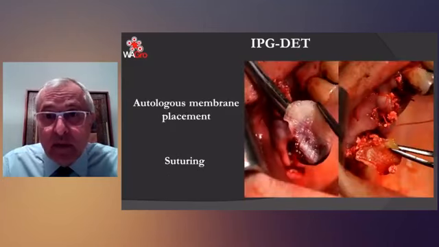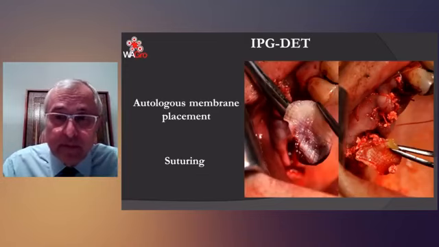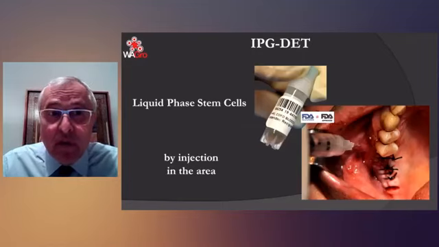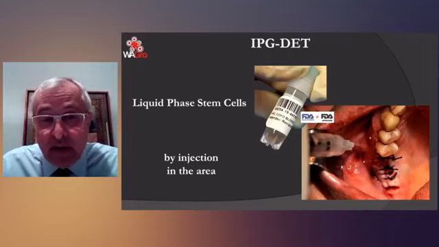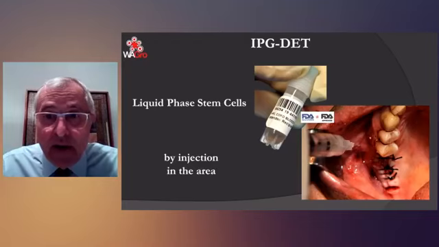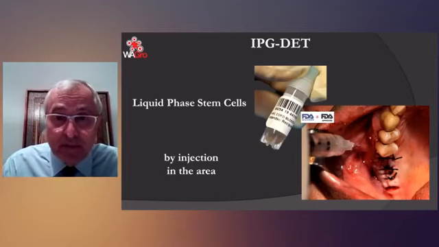And when we finish, we place the biological membrane and we suture. There's also an autologous biological membrane. After that, we do also an injection with liquid phase stem cells around this area. This is also very important because it improves a lot everything regarding the osseointegration, the new bone formation, and all the healing procedures.